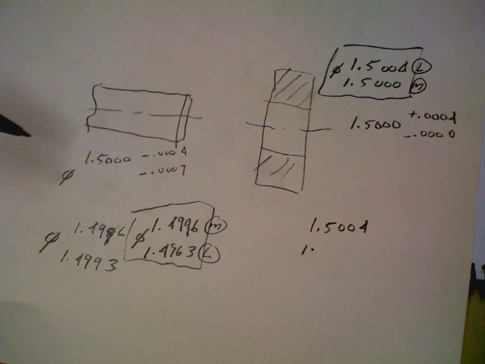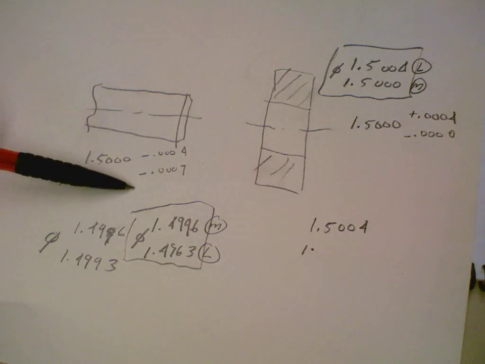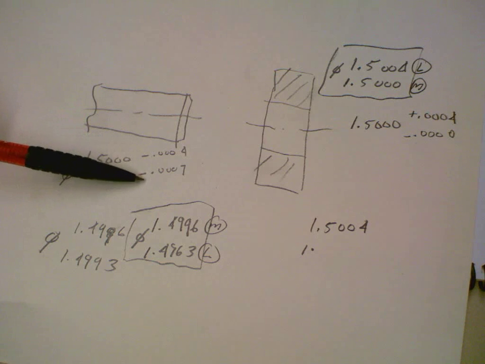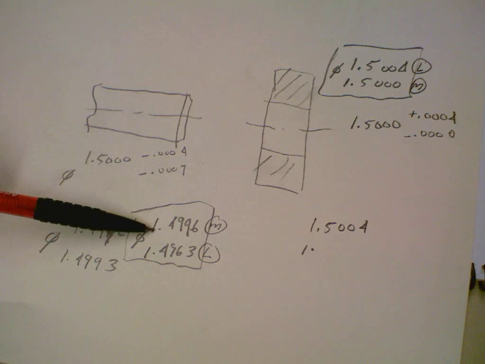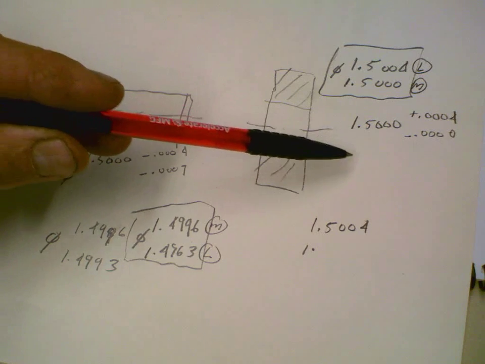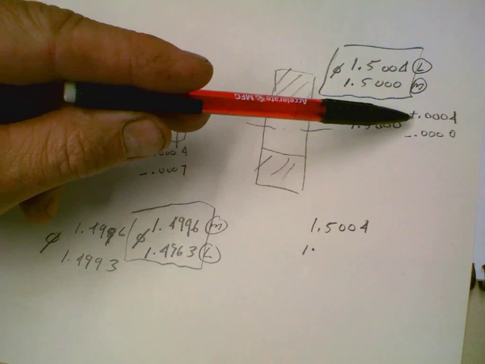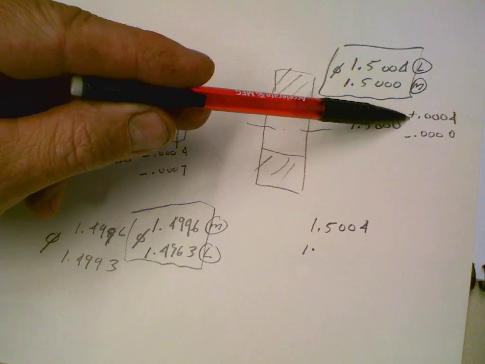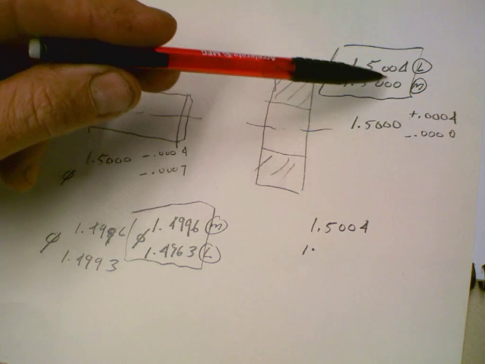Alright, so step through it again. You've got your basic size. The chart says subtract 4/10, subtract 7 off the basic size. That gets you to here. And on the hole, there's your basic size, and it tells you to add 4/10, subtract nothing, and that's what I did here.